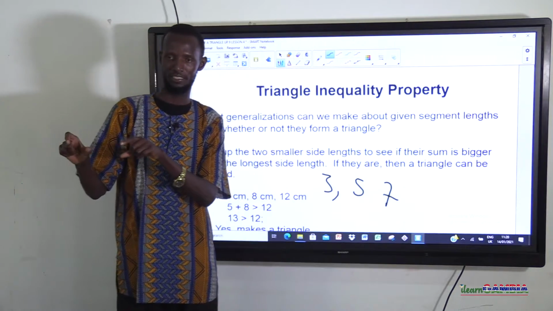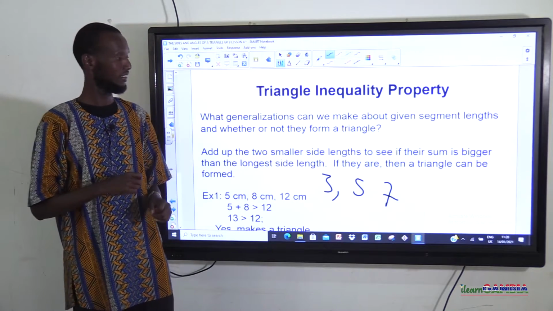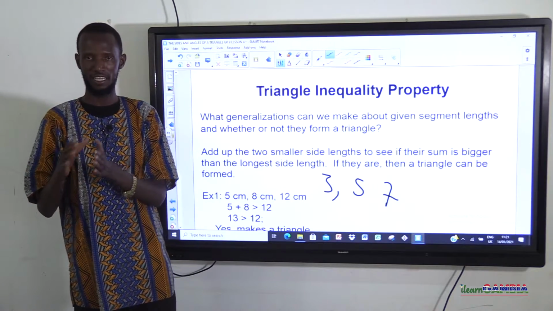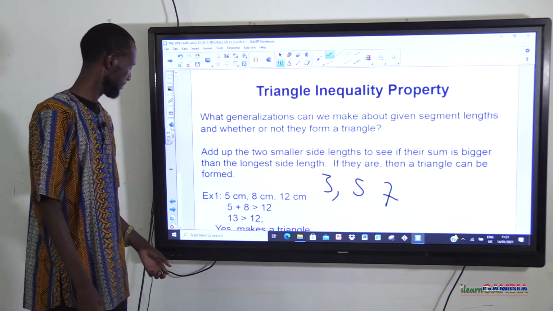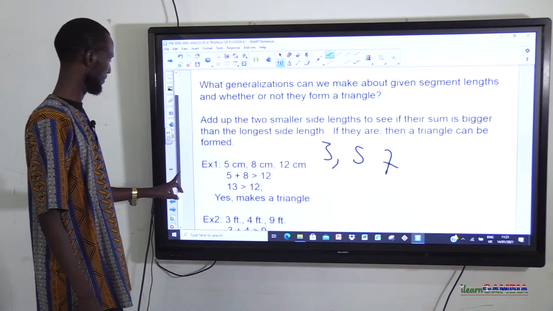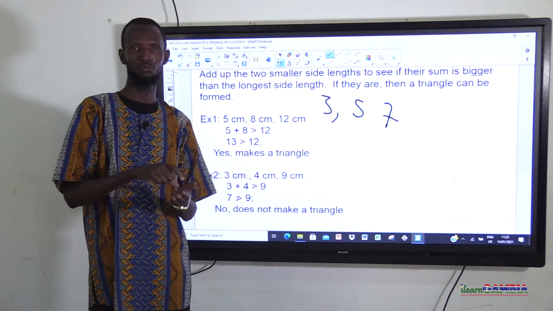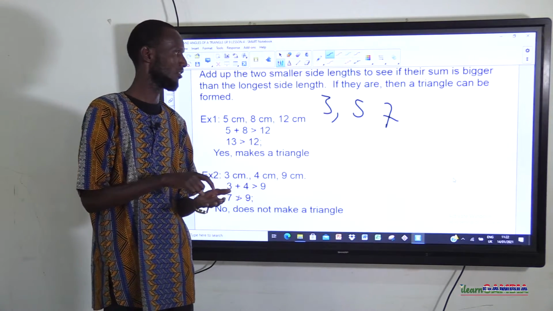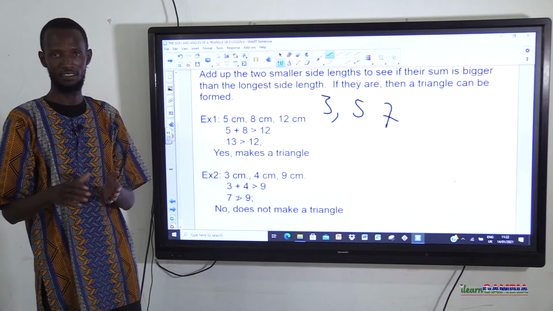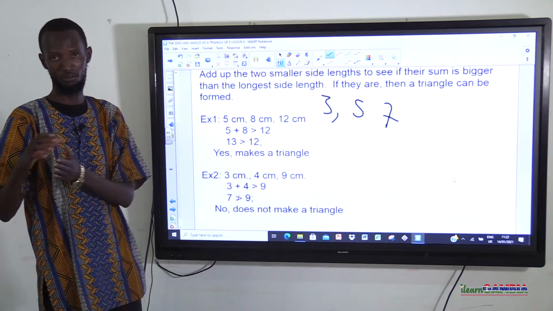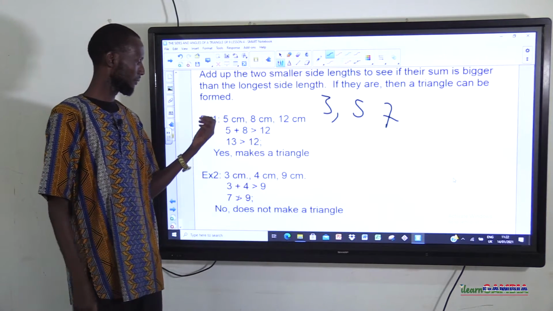You add the two smaller sides. If the sum they give you is greater than the longest side, then those three lengths can definitely give you a triangle. Okay? That should be a shortcut you can use. What we do is, we just add up the two smaller sides and see if their sum is bigger than the longest side. If that is the case, then we can conclude that those three lengths can give a triangle. Like, you look at this example here.